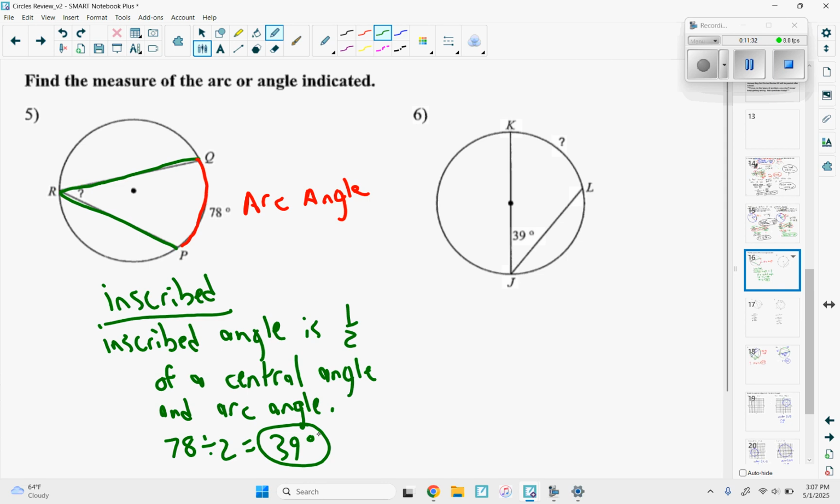All right, so same idea on number 6. We notice we are given this inscribed angle, and this time we want to find the arc angle. And so all we're going to do is we're going to take 39 degrees. The arc angle is twice as much, so I'm going to times it by 2, and boom, that one's 78 degrees.